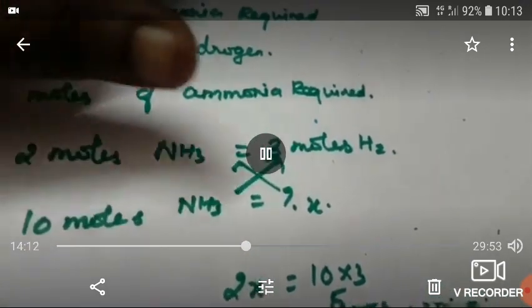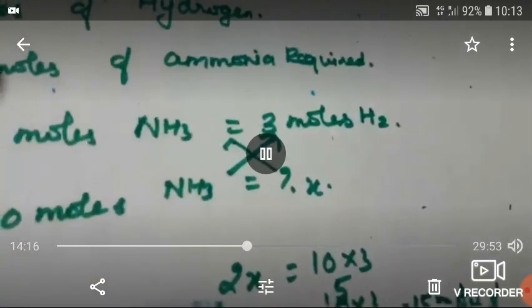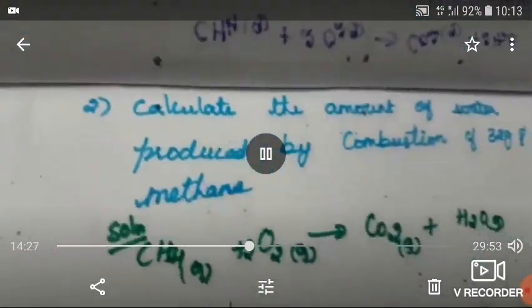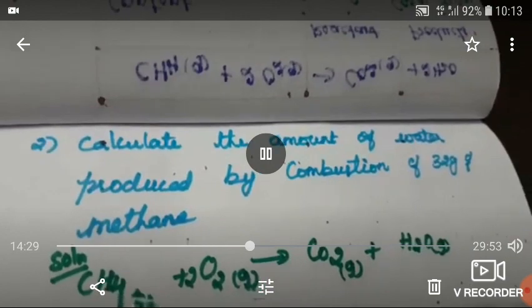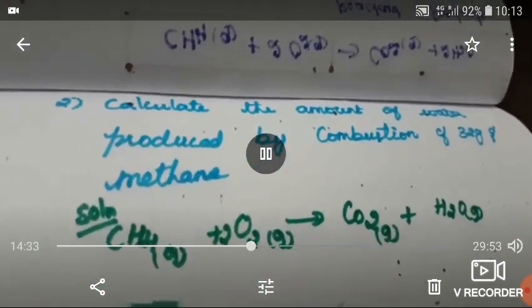Next question, this is the number of moles and mass relation. Moles and mass relation. Calculate the amount of water produced by combustion of 32 grams of methane. So here, calculate the amount of water produced by combustion of methane.